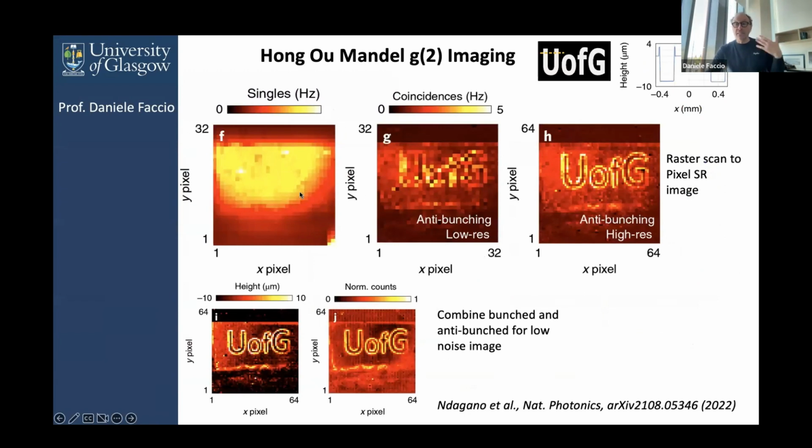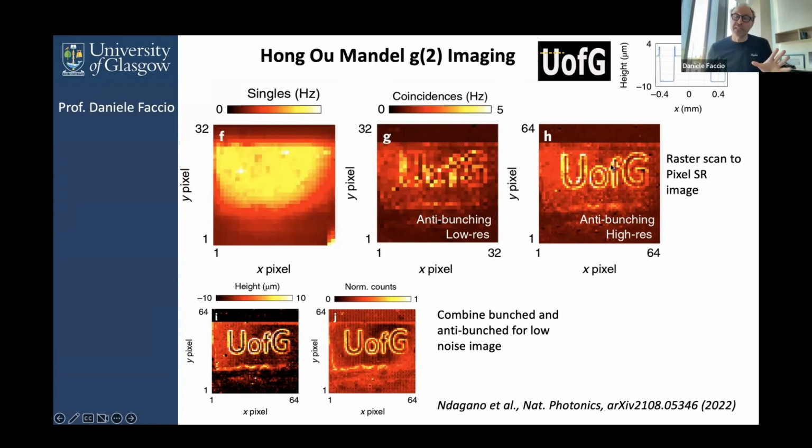If I just look at the single counts, just the photon counts, I see nothing. If I start looking at the coincidences, you can see there's an object here, but because of the very low resolution, just 32 by 32 pixels on the camera, it's hard to distinguish what is going on. So what we then did was a 2x2 raster scan of the camera in the imaging plane. And now, just by increasing that resolution four-fold, you can very clearly see the sample, which is basically just the letters UofG, which had been etched into a piece of glass.